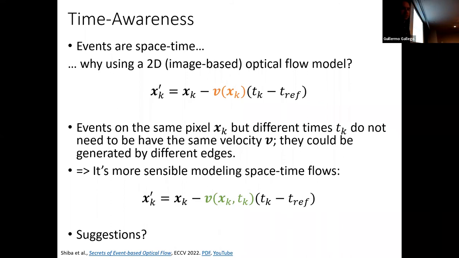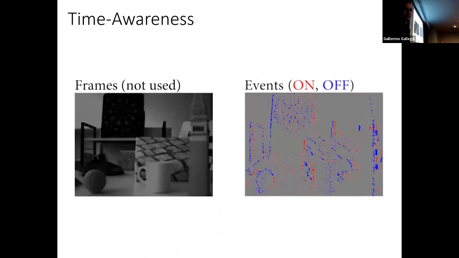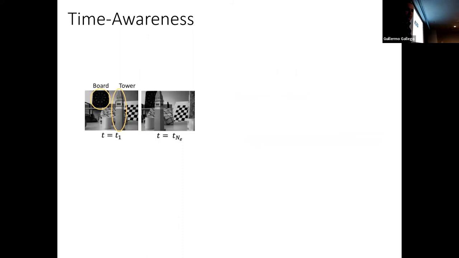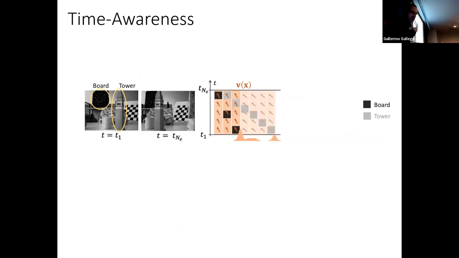So if we had additional information about the objects, we could use that information. Let's try to work it out with a one-dimensional example. We are moving, again, before we have the tower and the darts, and the tower is moving on top of the darts. I hope you can see it. So here we have the two images at the time of the first event and the time of the last event. And these dark, very black dots represent the darts, and these gray dots represent the events generated by the tower. And you see they are events generated by two objects that move at different speeds. But we are warping them with the velocity that is defined at the same pixel. So it doesn't produce a sharp image of warped events.